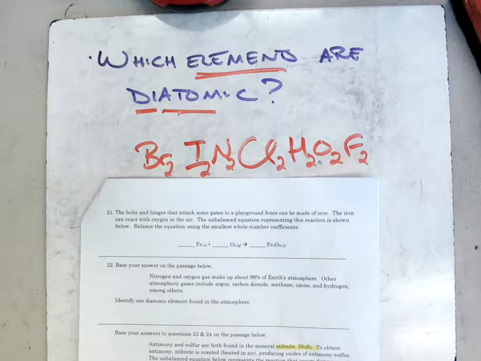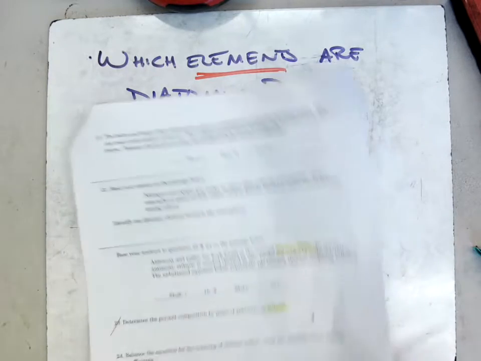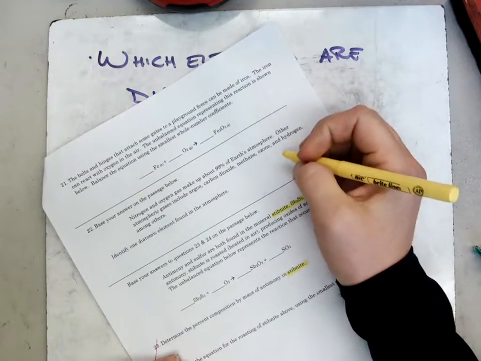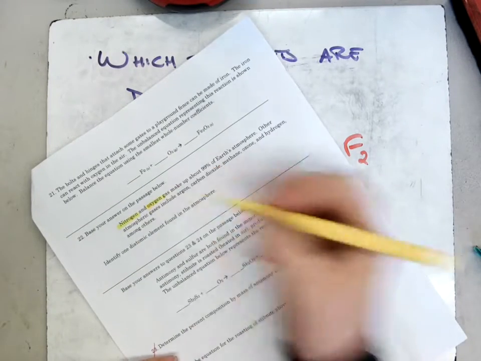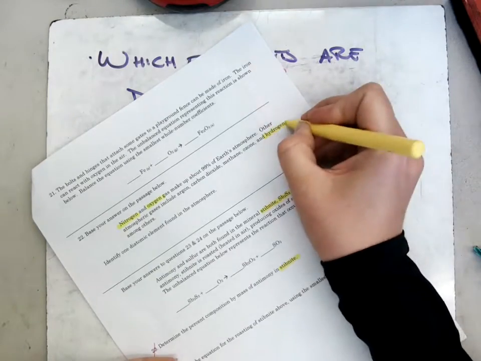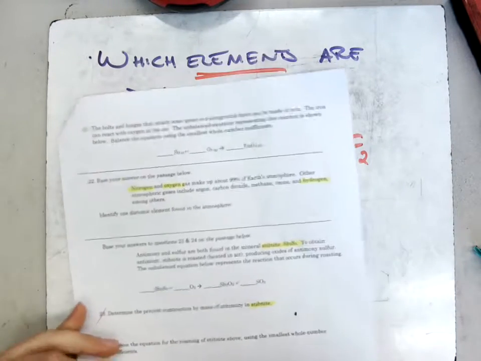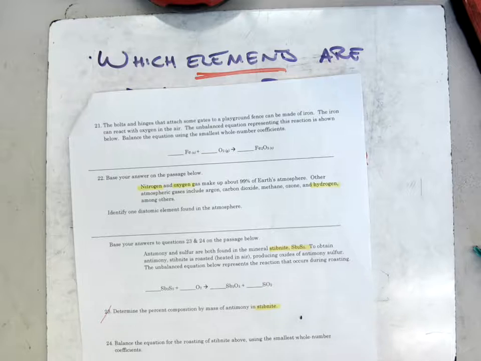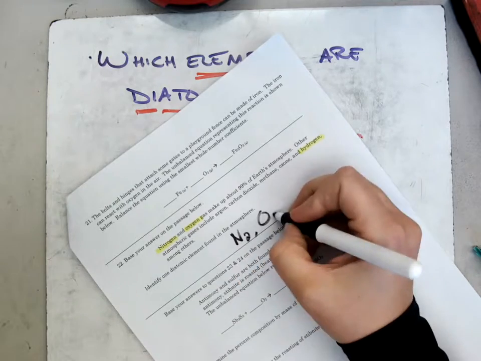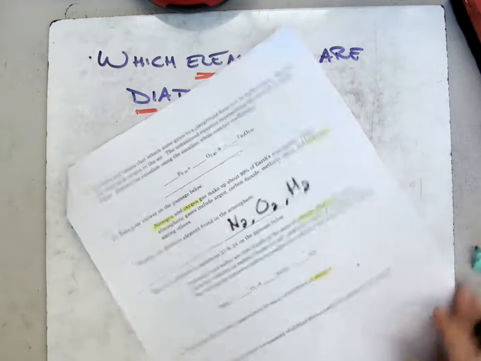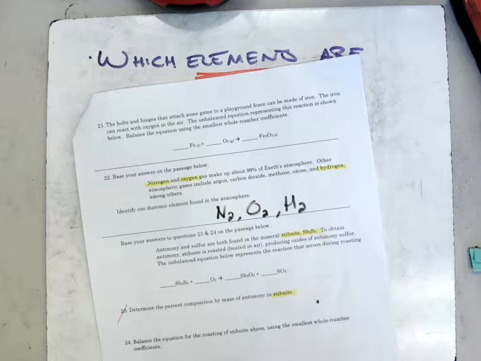The ones that they mention that you could choose from are nitrogen, oxygen, and hydrogen. So you could say nitrogen, oxygen, or hydrogen. You could say any one of them, or you could have written the formulas N2, O2, or H2. You don't have to write all 3. Any one of those is a right answer.